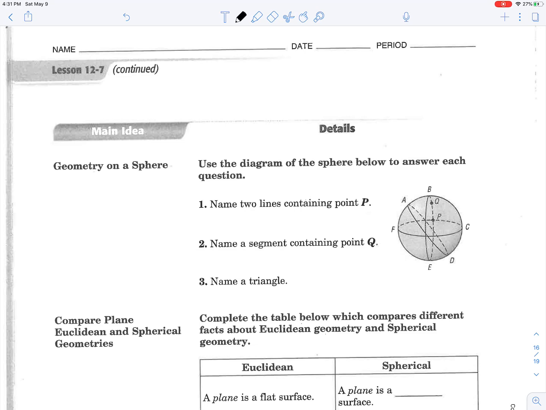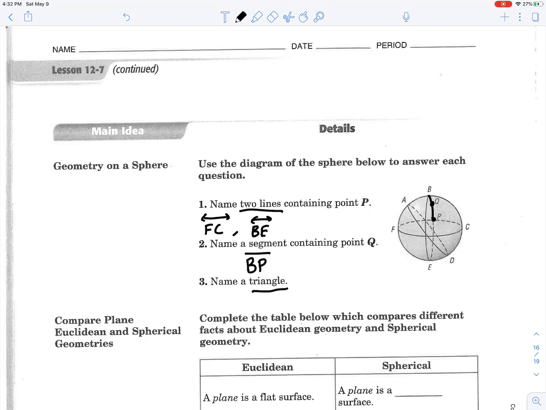So let's see. Use the diagram of the sphere below to answer each question. Name two lines, remember we're talking about on a sphere, containing point P. Well, point P is right here. Point P is contained in line FC. It's also contained in BE. Name a segment containing point Q. Well, a segment has endpoints. How about BP?